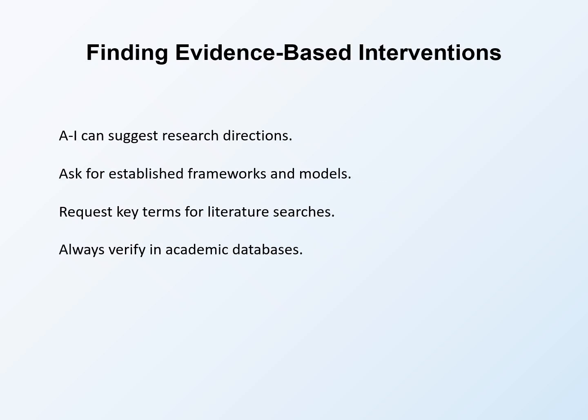Funders increasingly want proposals grounded in evidence-based practices. AI can accelerate your search for relevant evidence by pointing you toward established frameworks, models, and research. A useful prompt is, I am developing a program to reduce youth violence in urban neighborhoods. What are the most well-established evidence-based frameworks or intervention models for this problem? For each, name the model, describe its core components, and identify where I might find research supporting its effectiveness. Also suggest key search terms I should use in academic databases to find relevant literature.